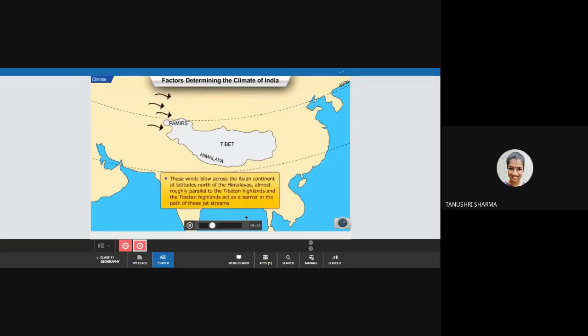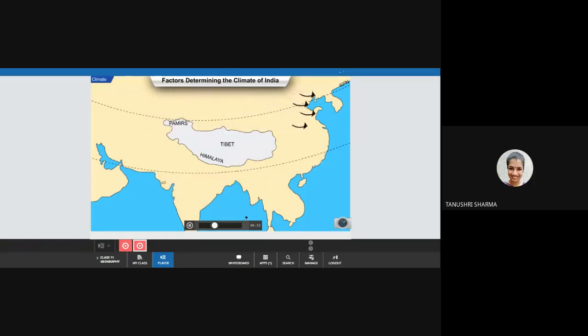These winds blow across the Asian continent at latitudes north of the Himalayas, almost roughly parallel to the Tibetan highlands, and the Tibetan highlands act as a barrier in the path of these jet streams. As a result, jet streams get bifurcated. The southern branch blows in an eastward direction, south of the Himalayas. It is believed that this southern branch of the jet stream plays an important influence on the winter weather in India.